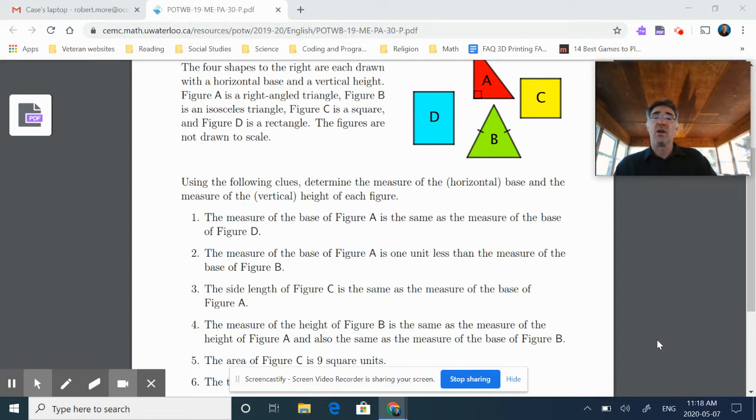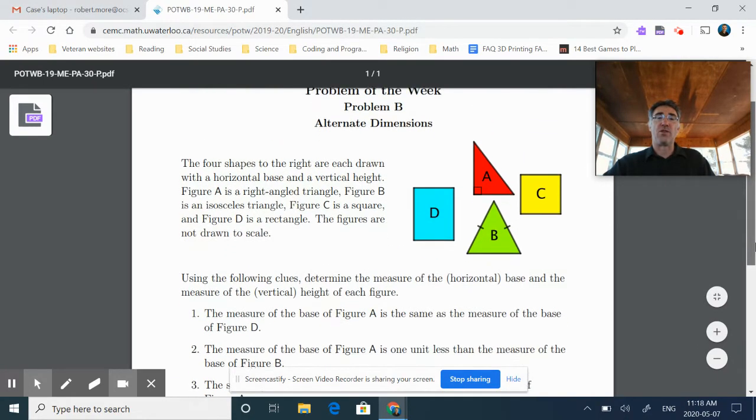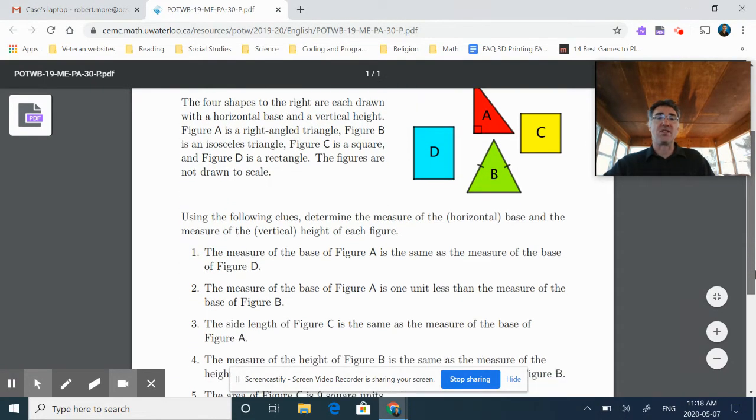So the first problem for this week starts off with alternate dimensions, and it reads: the four shapes to the right are drawn with a horizontal base and a vertical height. Figure A is a right-handed triangle, as evident by the right-handed symbol. Figure B is an isosceles triangle, again represented by these two marks, telling us that these two sides are exactly the same. Figure C is a square, and figure D is a rectangle. The figures are not drawn to scale.